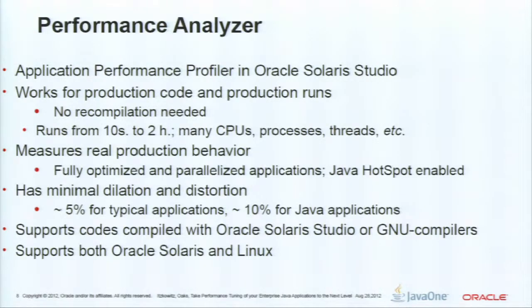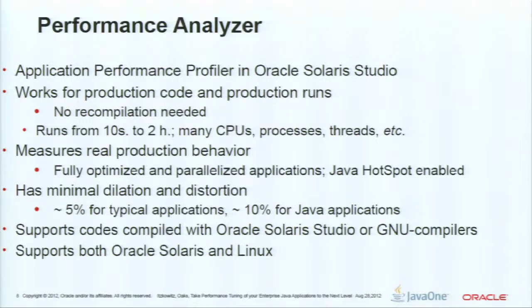The Performance Analyzer, which is what we're talking about here, is the application performance profiler in Oracle Solaris Studio. It works for production codes and production runs. That means you don't have to recompile or rebuild your application. It works well on runs that last from tens of seconds to hours. We can deal with many CPUs, many processes, many threads. We have one example of building the JVM where we profiled the make command, which had over 17,000 processes in that run, and we just collected data on everything.